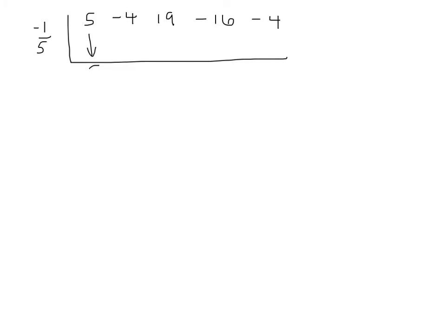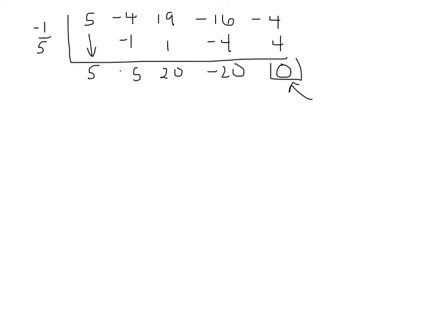So my first number comes down, which is 5. And then all you simply do is take negative 1/5 times 5. That is negative 1. And then you add here, so negative 4 plus negative 1 is negative 5. And then you multiply negative 1/5 times negative 5. That becomes a positive 1. Then you add 19 plus 1 is 20. Then you multiply negative 1/5 times 20. That is negative 4. Then I add again, that's negative 20. Then I multiply again, negative 1/5 times negative 20, that's positive 4, and my remainder is 0.